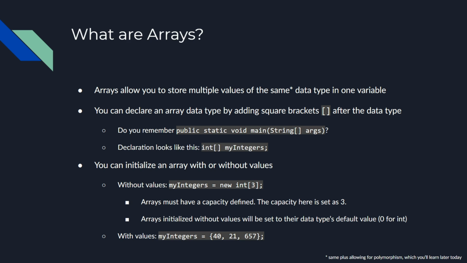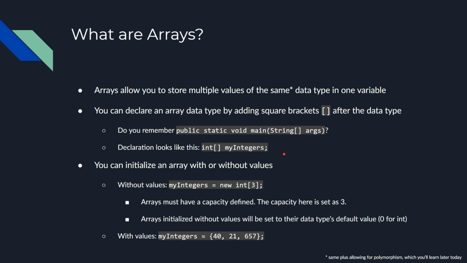Now we've learned about declaring variables in the past. You just do the data type followed by the name of the variable. Arrays look very similar. The only difference is that after the data type, you put square brackets, which you can see here with my pointer. And that allows us to store many integer values into this myIntegers variable.